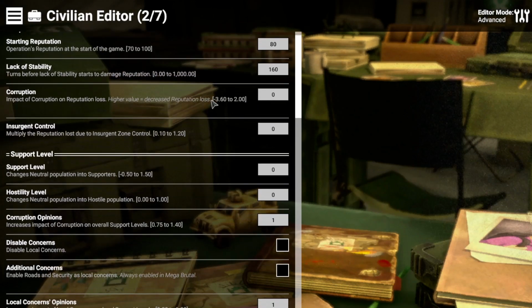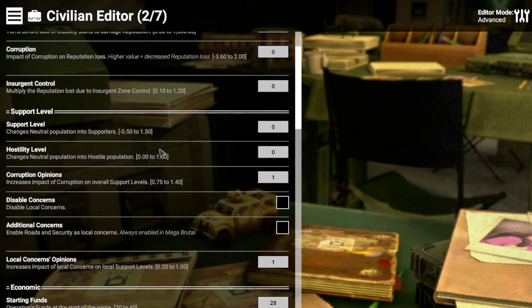Corruption: higher value, reduced damage to reputation. Same values before, -3.6 will reduce your reputation per turn. Insurgent control: higher value, increased damage to reputation. Values below 0 do not work.